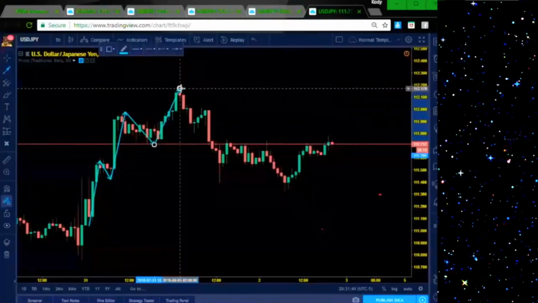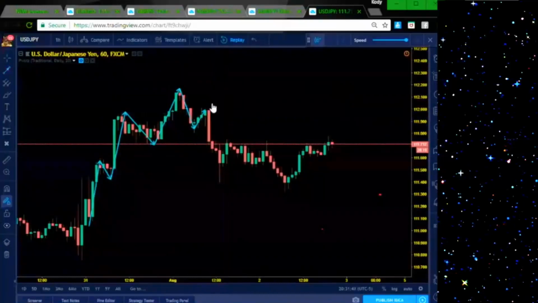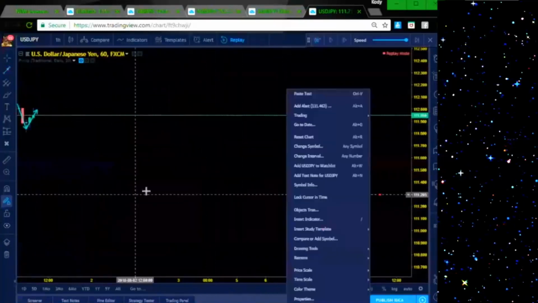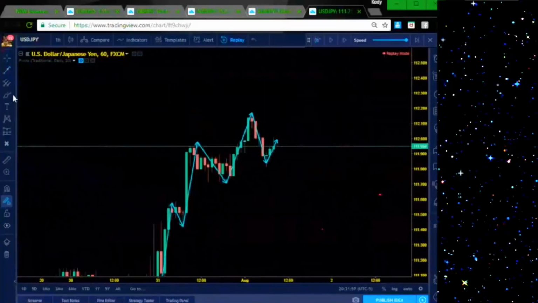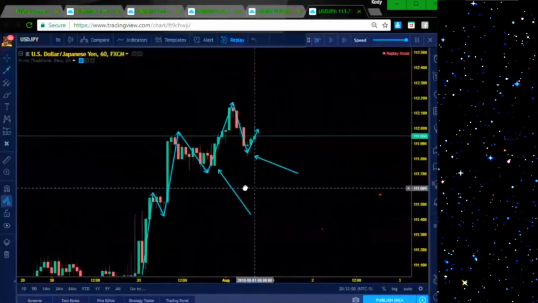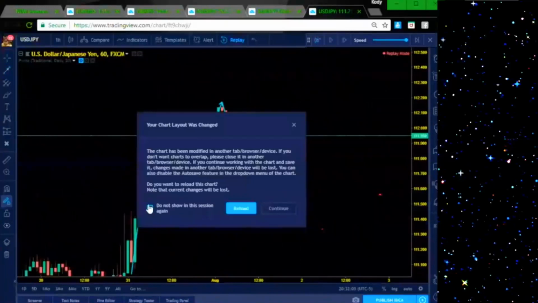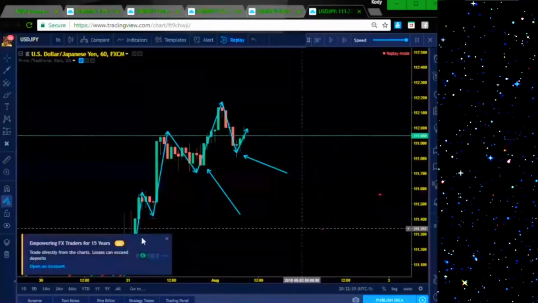Following structure. Okay. Hey, I want to ask you something right here. Check this out, guys. If you don't know how to use the replay tool, highly recommend you learn how to use it. Right now, where is structure at? Is it right here or is it right here? Who can tell me? The top arrow or the bottom arrow? If you said the top arrow, you are incorrect.